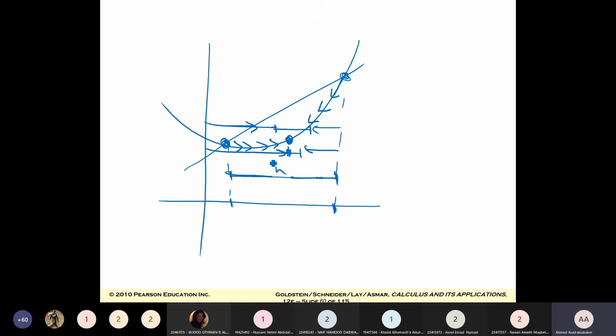Okay, so if we have this point and put the first point and the second point on this point, the distance between them is close to 0. Okay.